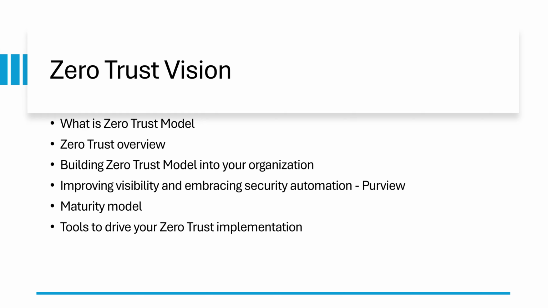Today, I will be talking about what the zero trust model is and why it is important. I will be helping you understand how to build a zero trust model in your organization. I will also help you understand how you can improve visibility and embrace security automation. I will also talk about maturity models and how you can determine where your organization currently resides. And I will also help you with tools to drive your zero trust implementation.